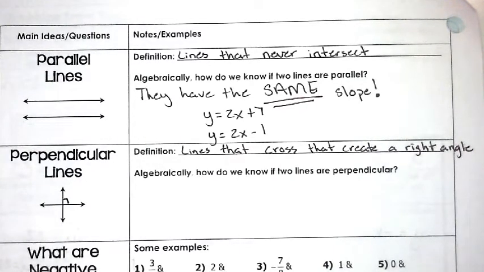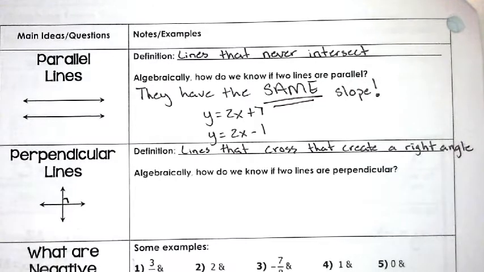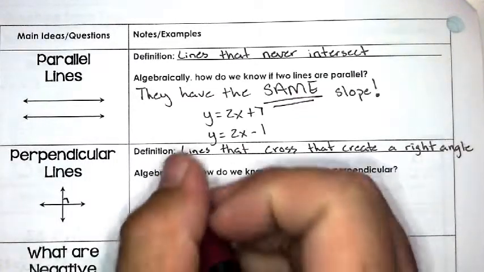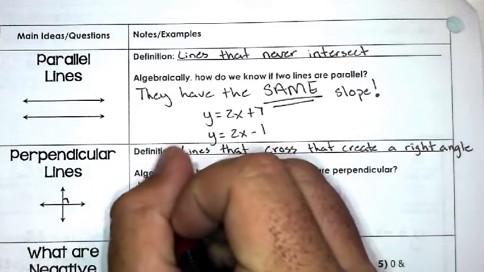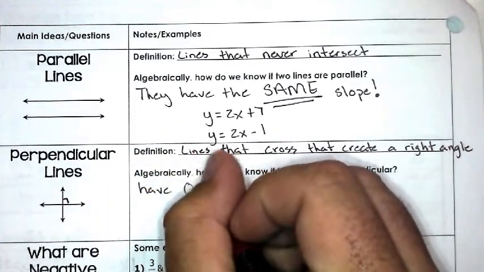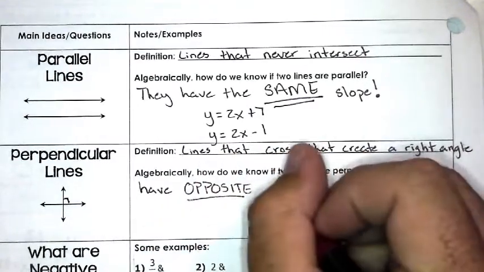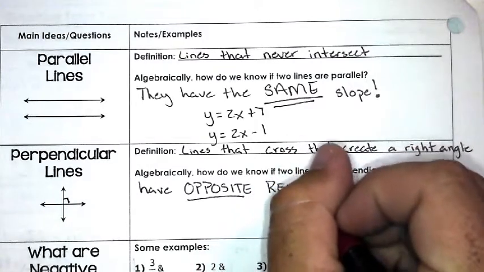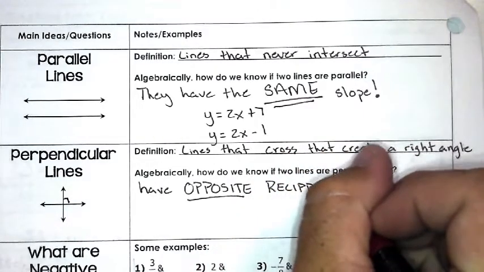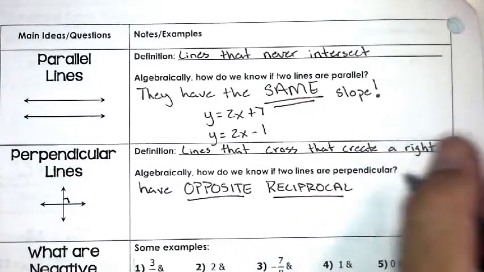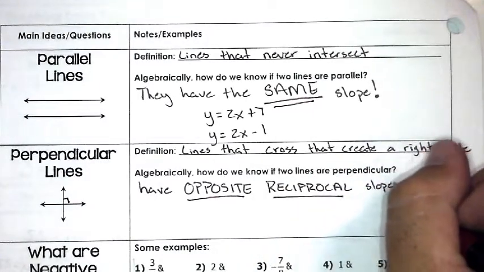So, algebraically, because we are in algebra, how do we know if two lines are perpendicular? Can they have the same slope? No, because that's what type of lines? Parallel lines. Okay? Perpendicular lines have, in all caps, opposite, underline, reciprocal, all caps, slopes. Exclamation point.